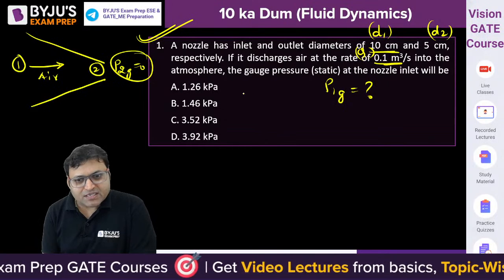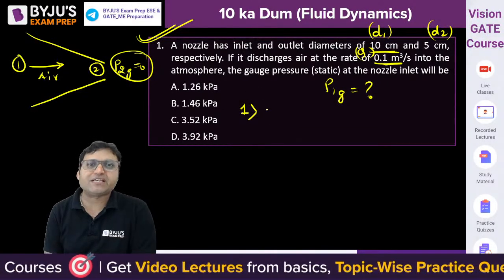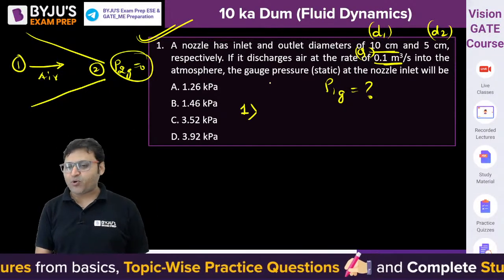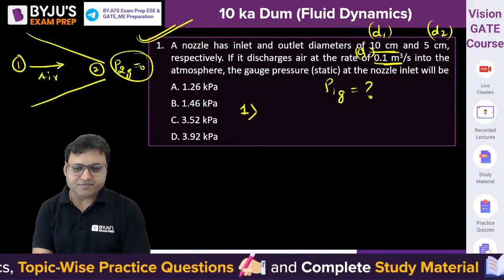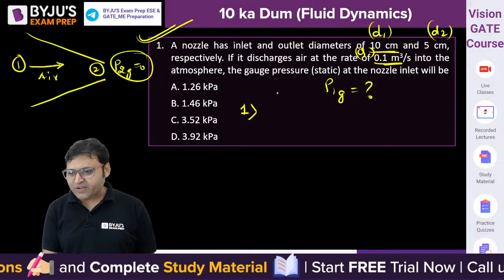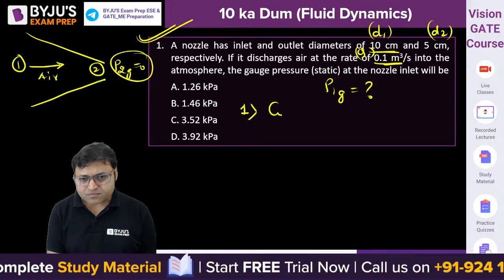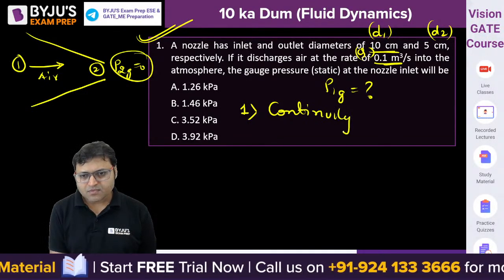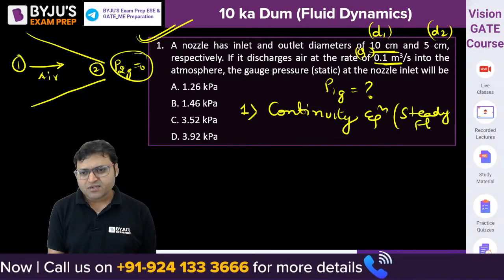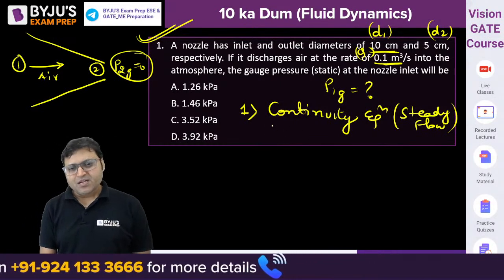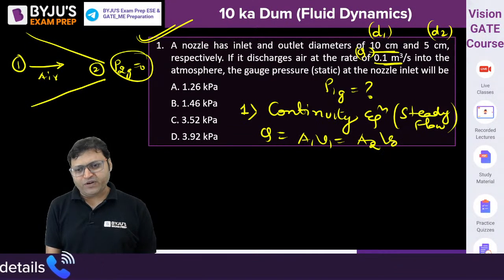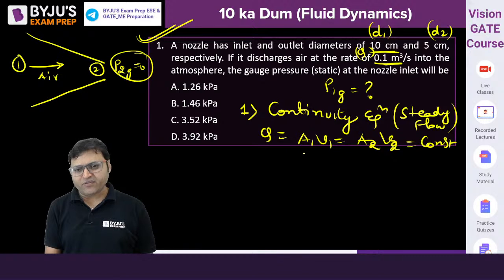So how to solve it? There are two basic equations, fundamental equation to be applied between point 1 and point 2. Point 1 is inlet, point 2 is outlet. That is the continuity equation. Apply the continuity equation between 1 and 2. If we apply continuity equation, mass conservation equation, we are assuming the flow to be steady, incompressible and 1D. So discharge, which is equal to A1 V1 is equal to A2 V2 remains constant. That is the continuity equation.